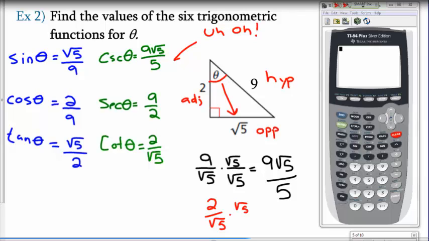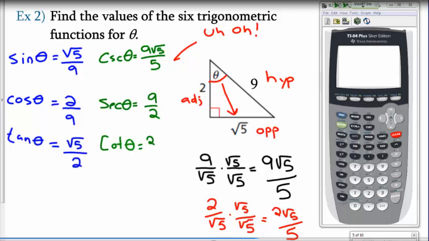We multiply both the numerator and the denominator by the radical portion, in this case radical 5. We are left with 2 radical 5 in the numerator and radical 5 in the denominator.